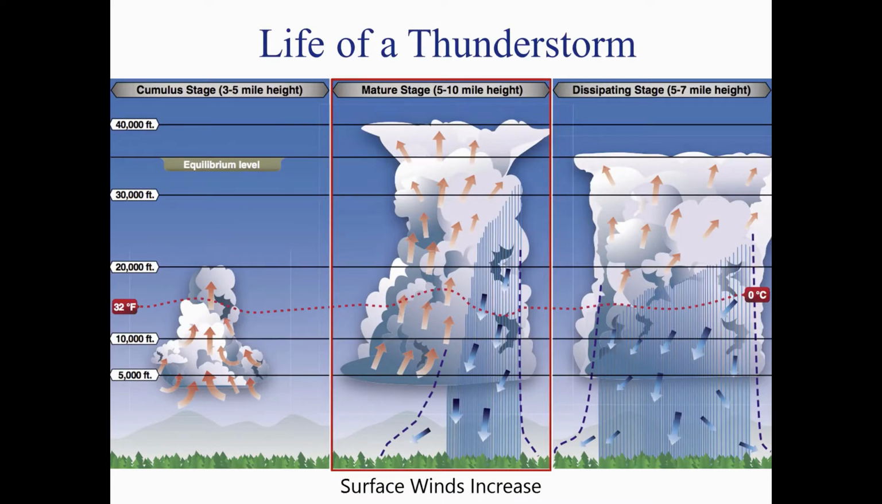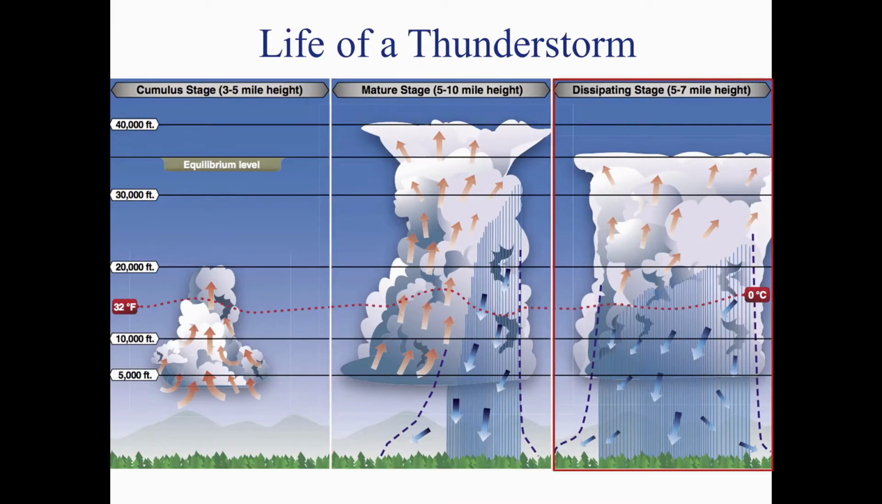Once the vertical motion near the top of the cloud slows down, the top of the cloud spreads out and takes on an anvil-like shape. At this point, the storm enters the dissipating stage. This is when the downdrafts spread out and replace the updrafts needed to sustain the storm.